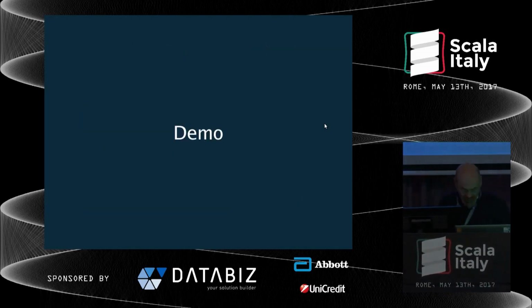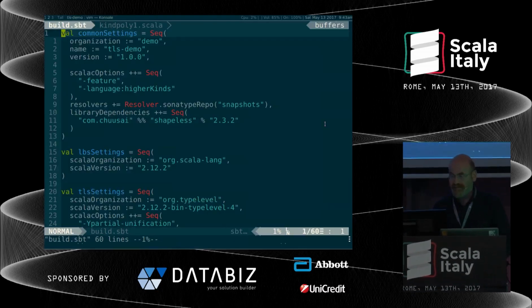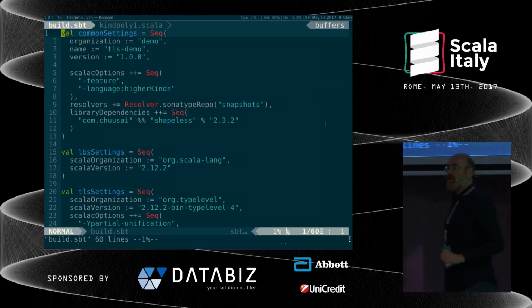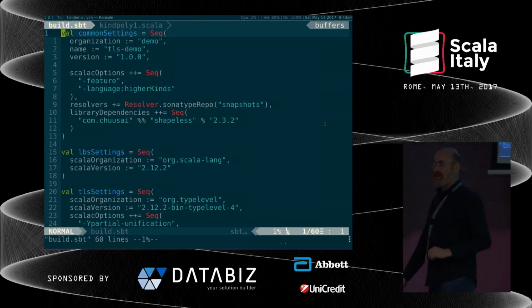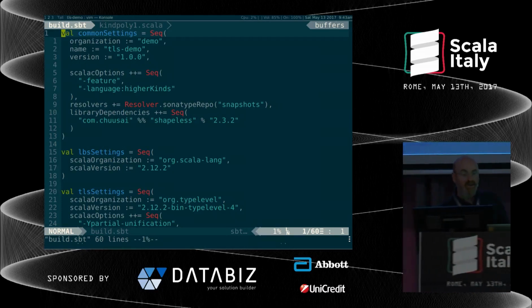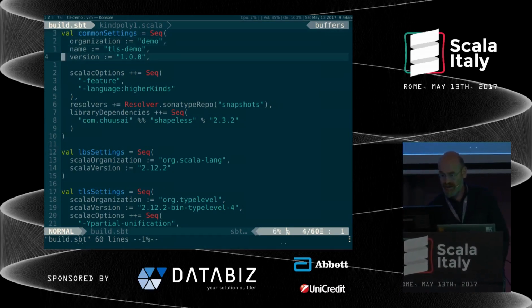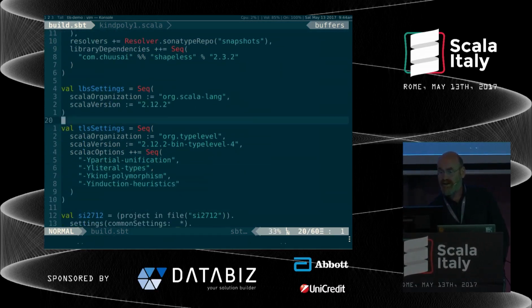Okay. Quick demo then. I'm going to do a very quick demo of the kind polymorphism stuff. So this is work by Pascal Voitot, otherwise known as Mandubian on Twitter and GitHub. So very, very briefly, I just want to show you. So this is just an ordinary vanilla SBT build.sbt, with the usual settings.